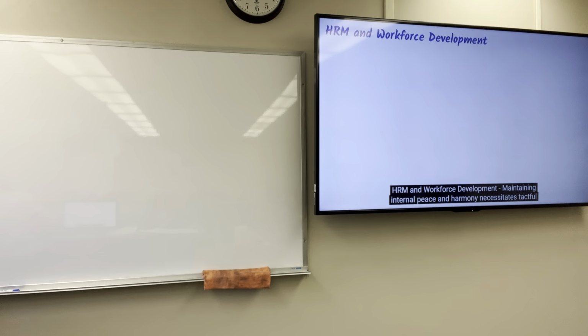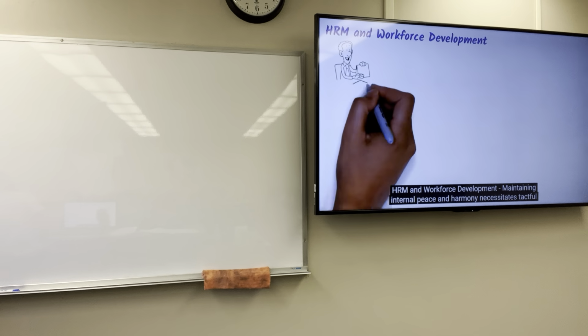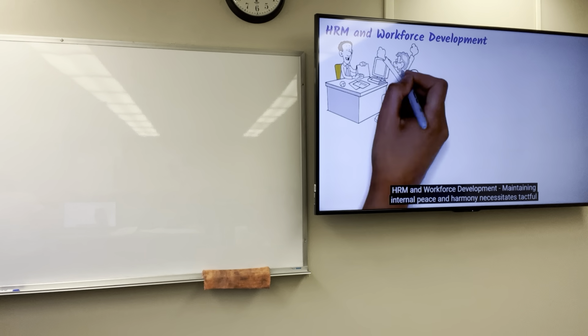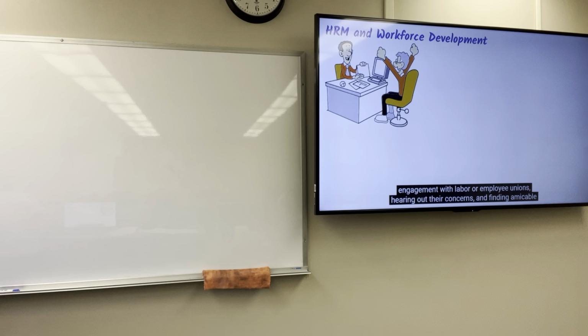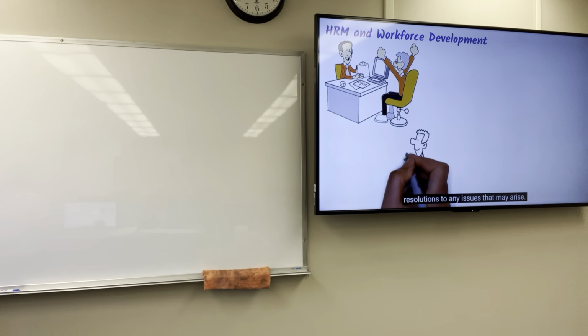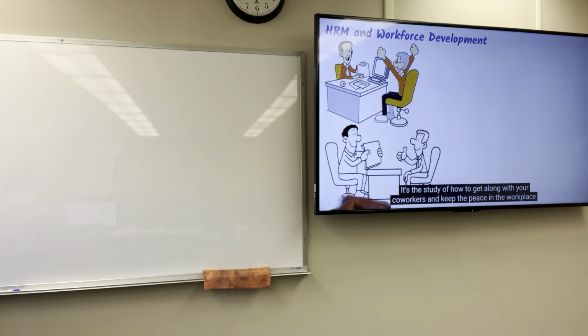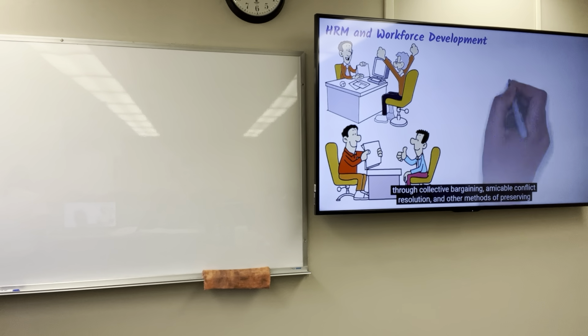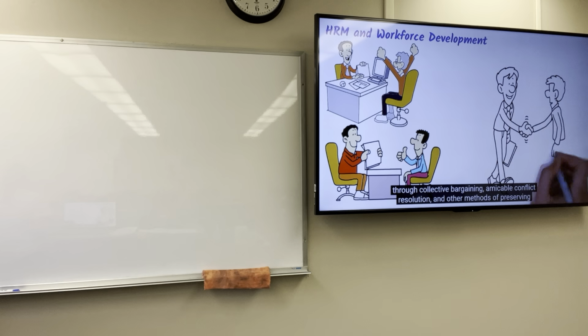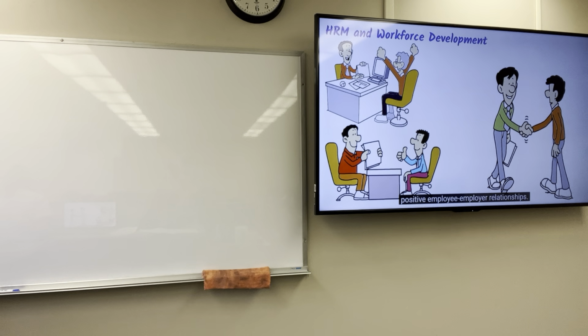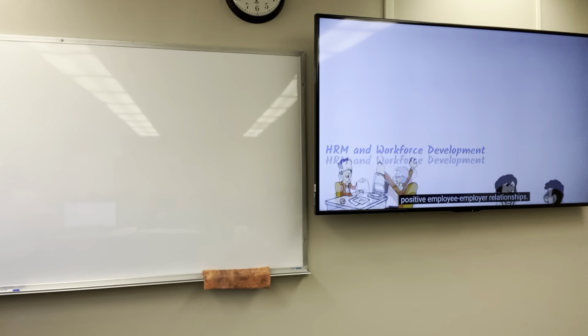It is essential to identify their genuine requirements and work with management to provide for those needs. HRM and workforce development: maintaining internal peace and harmony necessitates tactful engagement with labor or employee unions, hearing out their concerns and finding amicable resolutions to any issues that may arise. It's the study of how to get along with your coworkers and keep the peace in the workplace through collective bargaining, amicable conflict resolution, and other methods of preserving positive employee-employer relationships.